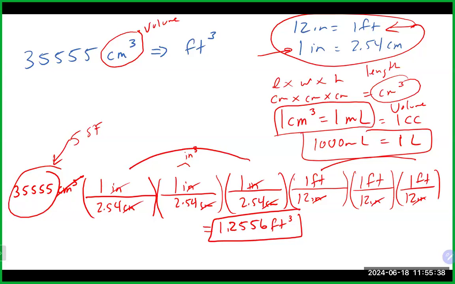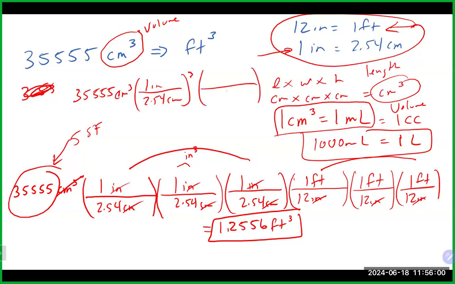Now, the question may be, could you not just do it like this? Would be good to start with the number written correctly first. That's right, 2, 4, yep, and that is cubic centimeters. Could you not just go 2.54 centimeters is 1 inch, put a little cube, and 1 foot is 12 inches, and do a little cube?